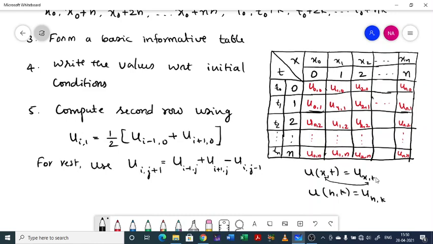So second step, you have to mark the points. You have to write the points x naught, x1, xn, t naught, t1, tn. And third point, you have to form a table, a rectangular mesh. We call this the rectangular mesh, and also we call this the informative table. So you have to write an informative table. That is the third step. Fourth step, looking into the values that are given in the data, you have to fill out the first row, first and last column.